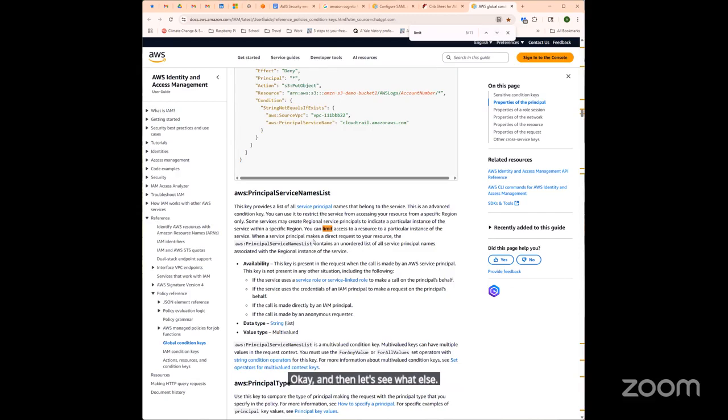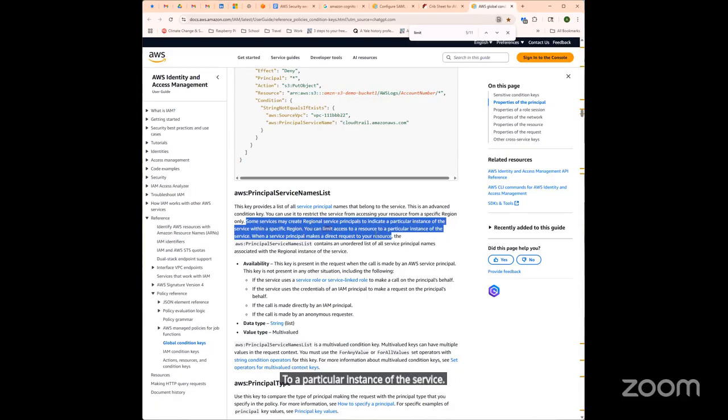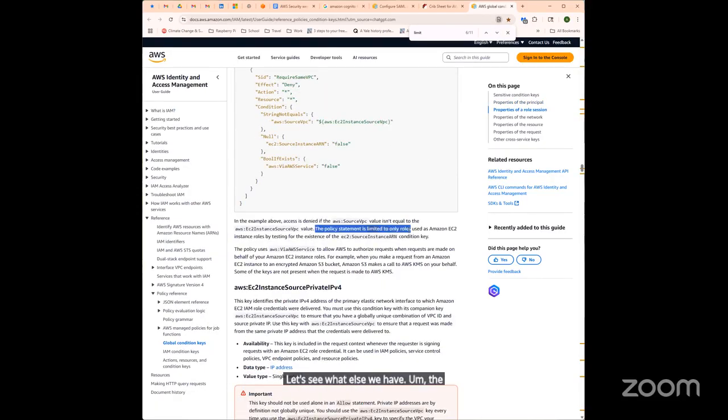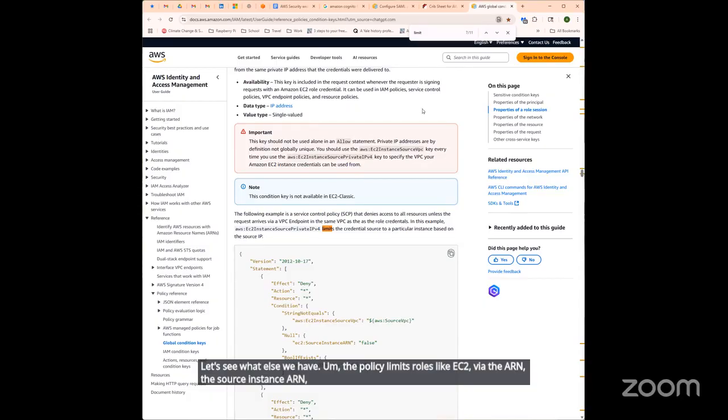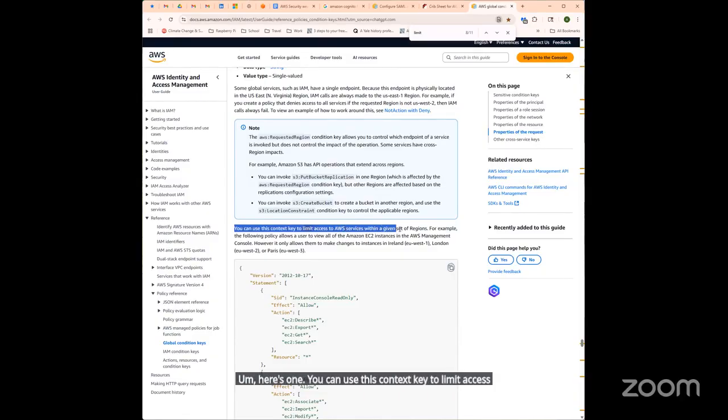All right, so some services may create regional service principals to identify a particular instance of a service within a region. You can limit access to a resource to a particular instance of the service, right? So that's very close. Let's see what else we have. The policy limits roles like EC2 via the ARN, the source instance ARN.